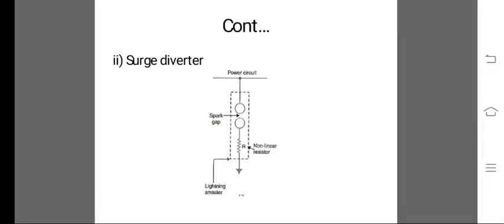The last one is surge diverter or lightning arrestor. It consists of spark gap and nonlinear resistor. One of the spark gap ends is connected to the transmission line and another one is connected to the earth through the nonlinear resistor. Under normal operating condition, the spark gap is non-conducting. Under abnormal condition, the spark gap conducts, then the fault current is grounded through the non-linear resistor.